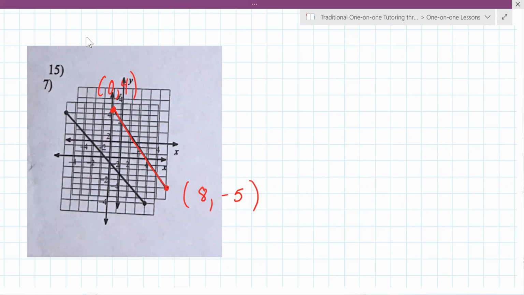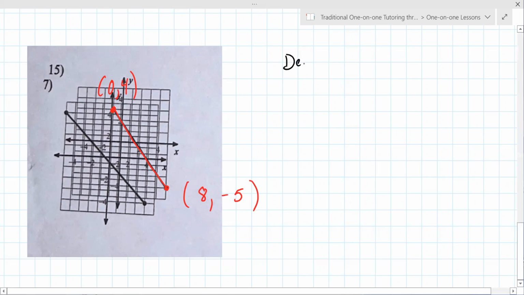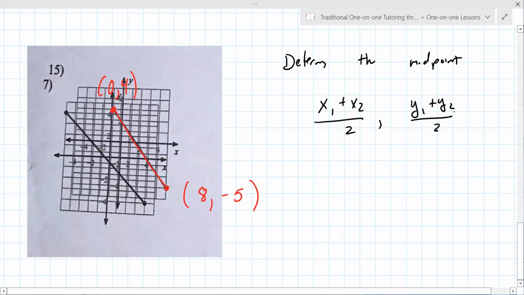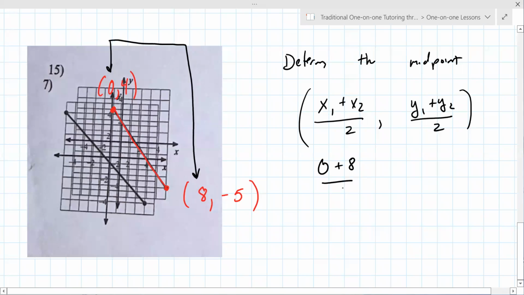But to determine the midpoint, you just use the formula we've been using the last couple of problems: x1 plus x2 over 2, y1 plus y2 over 2. I'm making up these points. So if you go to the classroom tomorrow or whenever this is due and say you used these points, you can blame me. But in terms of how to do it, you're taking the two x values, 0 plus 8 divided by 2.